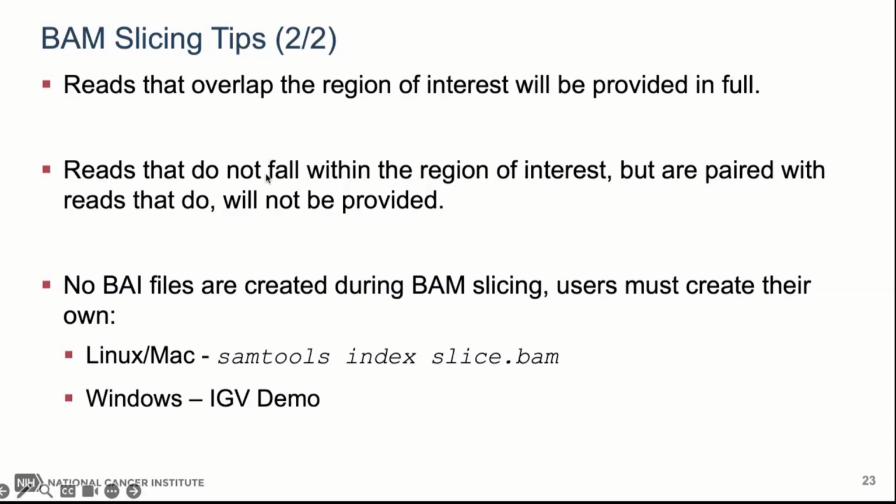Also, reads that do not fall within the region of interest but are paired with reads that do will not be provided. So you will only get one of the pairs of the reads and not the other. If they both fall in the region, you'll get both pairs.